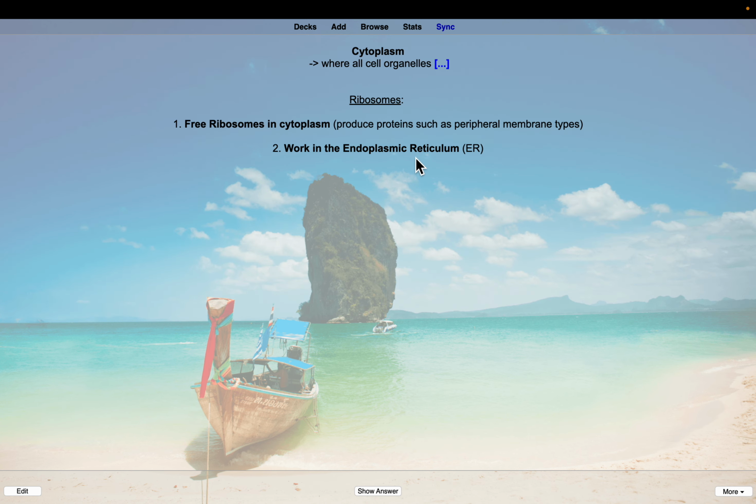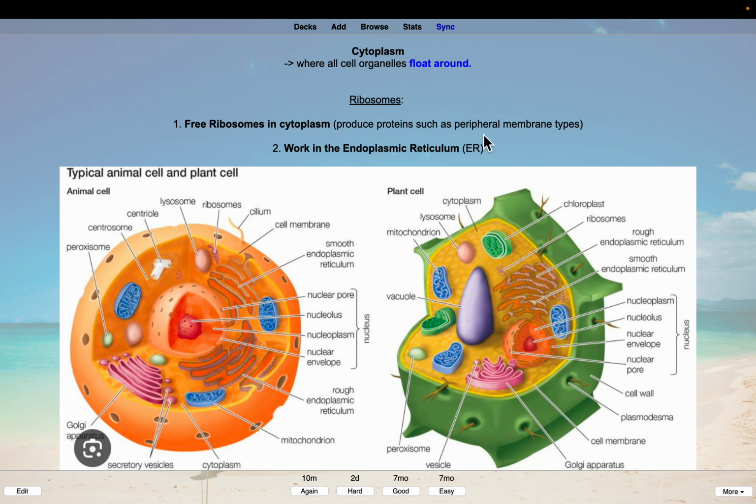Cytoplasm. This is where all cell organelles float around. Ribosomes, on the other hand, we have two kinds. Free ribosomes are located in the cytoplasm. They produce proteins such as peripheral membrane types. And some others work in the ER.